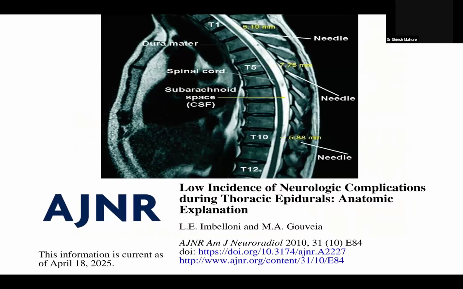Recently, in April 25, the American Journal of Neuroradiology published a good research article on the low incidence of neurological complications during thoracic epidurals, with anatomical explanation. They have stressed the same things, that the spinal cord is placed more anteriorly, and there is sufficient space between the cord and posterior dura, along with the angle. We have to go with an angle of 40 to 45 degrees, so it gives more space for the needle tip to travel.